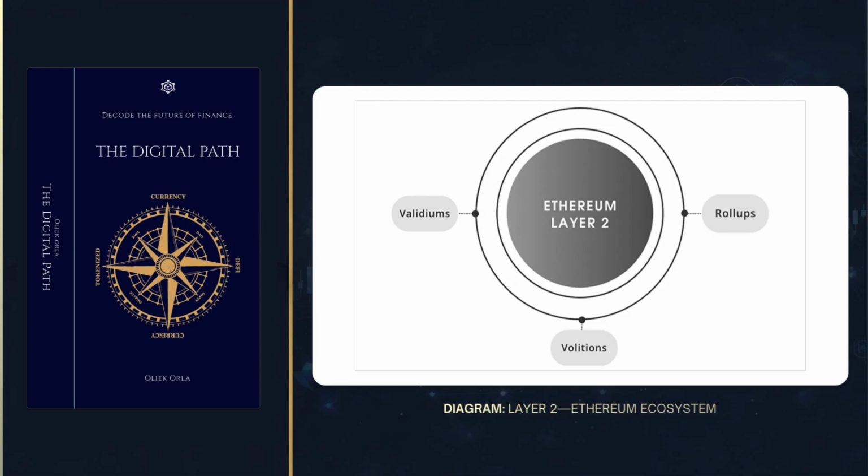Validiums. Another scaling approach is Validiums. Like rollups, they use cryptographic proofs to verify computation correctness, but store transaction data off-chain instead of on Ethereum. This further reduces costs and increases scalability, though it introduces a trade-off in decentralization, as data availability depends on external infrastructure. Volitions. A flexible hybrid model that allows users to choose where data is stored.